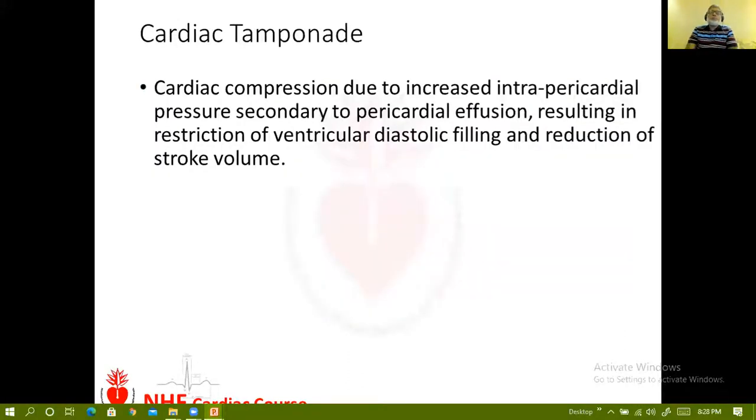Cardiac tamponade. Cardiac tamponade is a complication of pericardial effusion. Cardiac compression, what is cardiac tamponade? Cardiac compression due to increased intrapericardial pressure secondary to pericardial effusion, resulting in restriction of ventricular diastolic filling and reduction of the stroke volume.